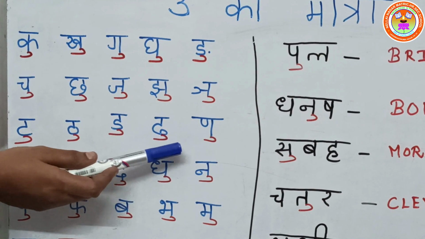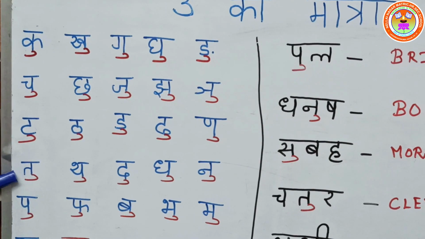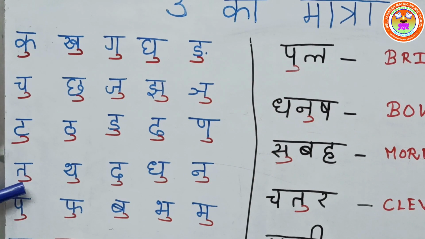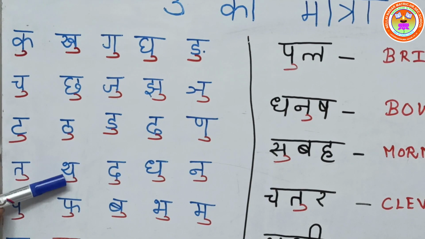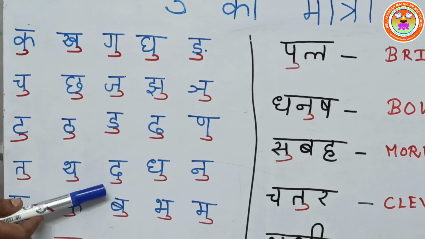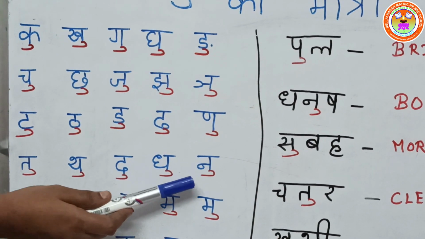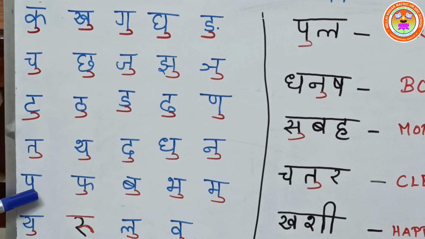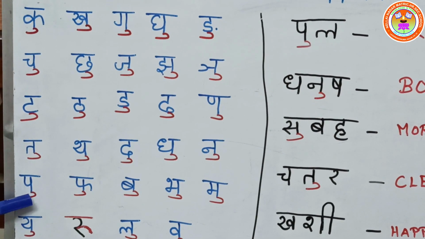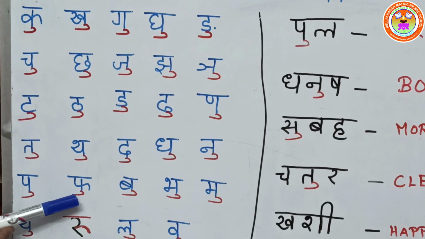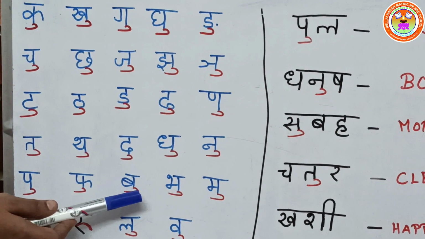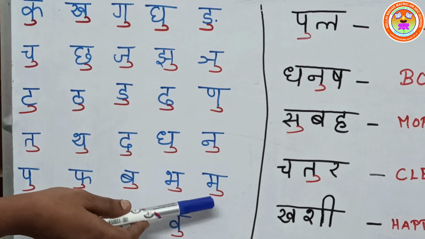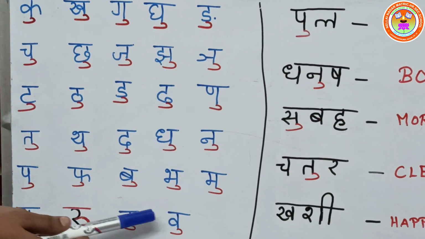NU. Okay, next line children. When T is added with U ki matra, it becomes TU. TU, DU, DU, NU. Okay, next line. When P is added with U ki matra, it becomes PU. FU, BU, BU, MU.